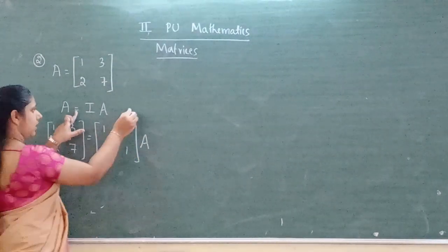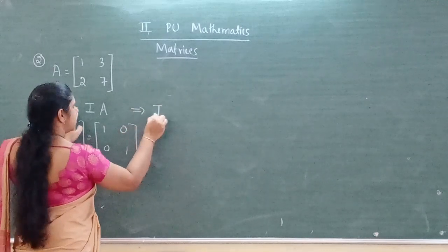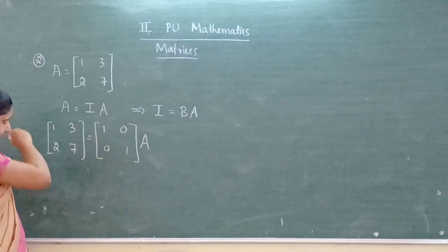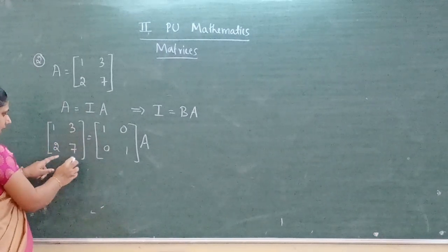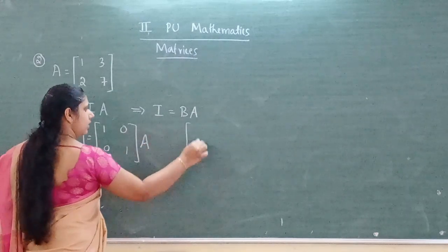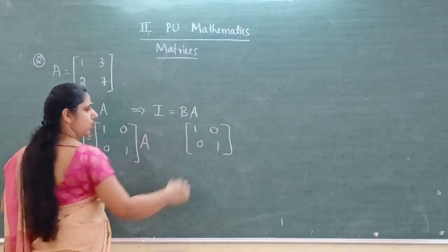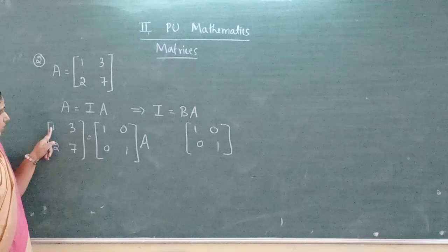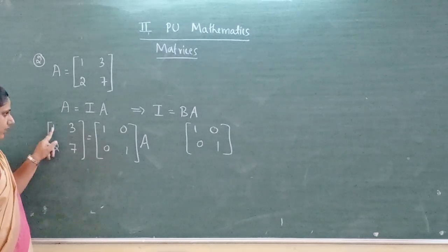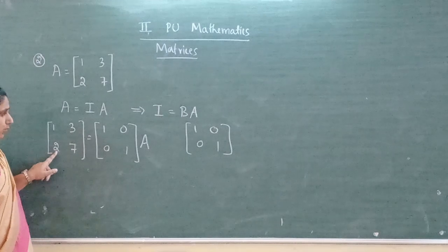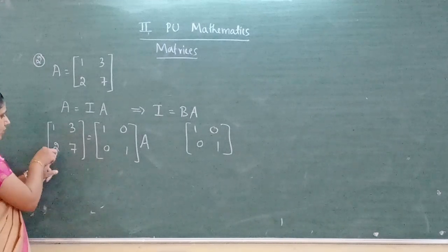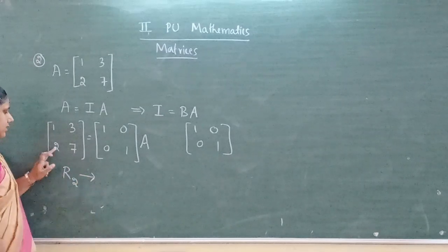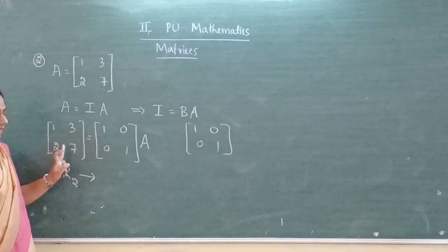You have to change this sequence to I is equal to B into A after applying a sequence of row operations. Now this matrix A must reduce to 1, 0, 0, 1. So compare the elements. See, in this position we have already 1, right? So there is no need to change this element. Now the element 2 must become 0. So you have to change R2. The element of R2 must become 0.